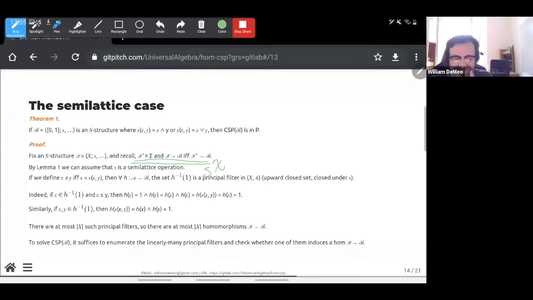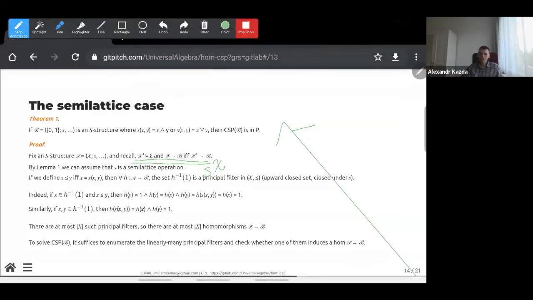But the point is that X prime is obtained by factoring X by a congruence, and it's a congruence such that every homomorphism factors through it, so that you don't change the number of homomorphisms at all. Like the kernel of every homomorphism from X to B would contain this congruence that we factor with, so that there is a bijection between the homomorphisms from X to B and the homomorphisms from X prime to B.